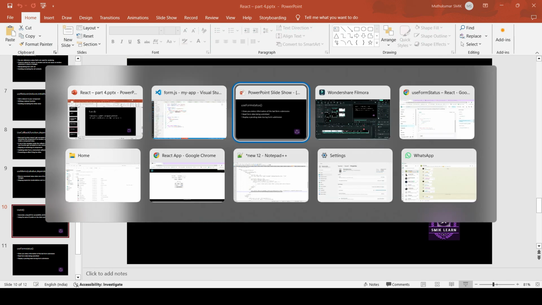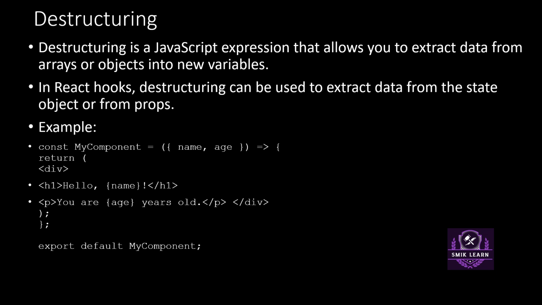And then we are going to see another concept, destructuring. Destructuring is a simple concept in JavaScript that allows you to extract data from arrays or objects into new variables. So extracting is nothing but destructuring. You can see here I am declaring a default component, and then I am calling the component. I am passing two props here, name and age. That name and age I am printing here. So this is called destructuring.